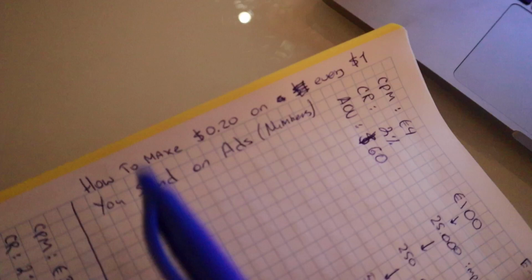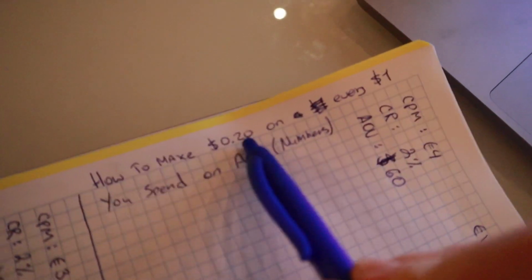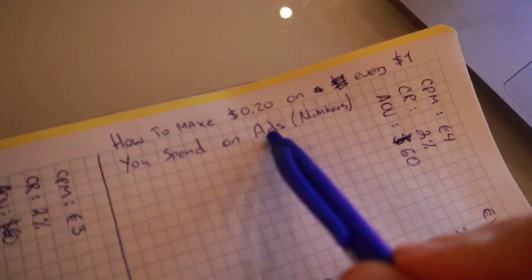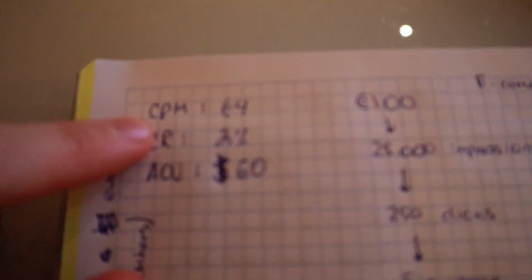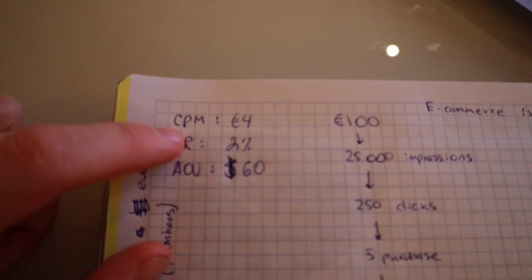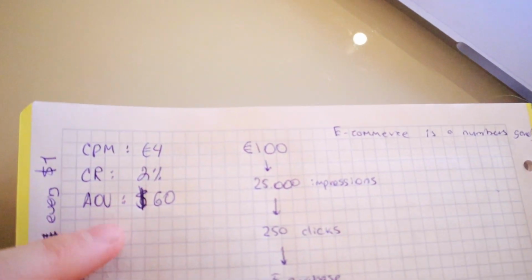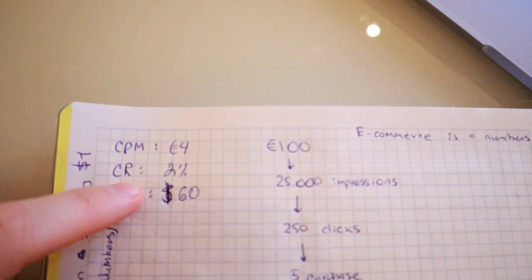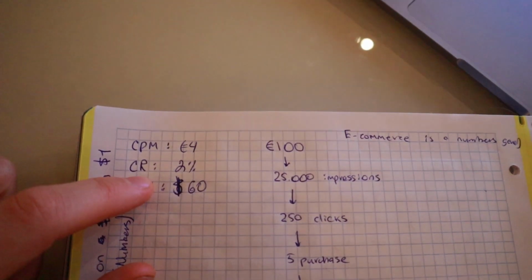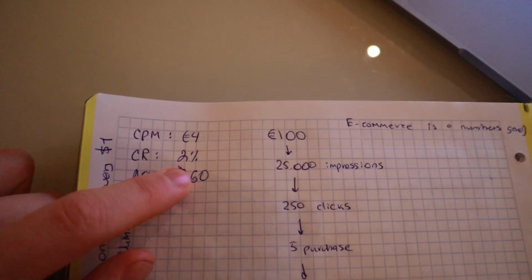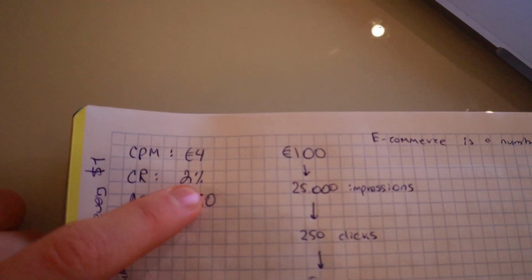on every dollar. All right, so here we have it, how to make 20 cents on every $1 you spend on ads. The first number we want to consider is CPM. So CPM is how much you are paying to show your ads to 1,000 people. The second number that is important here is something which is called CR. This is an abbreviation for conversion rate. And you can see right here, it's at 2%.